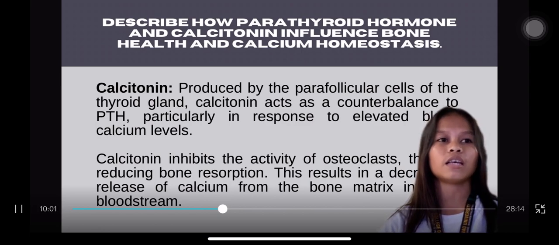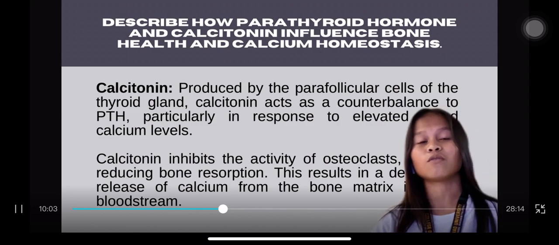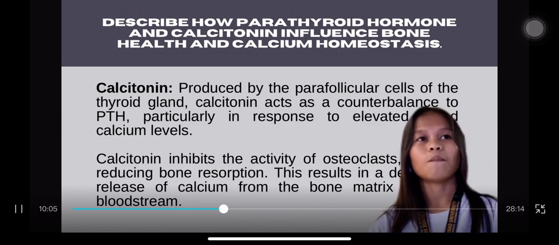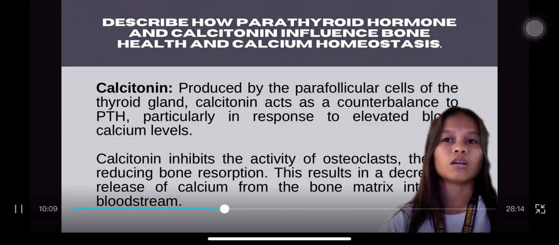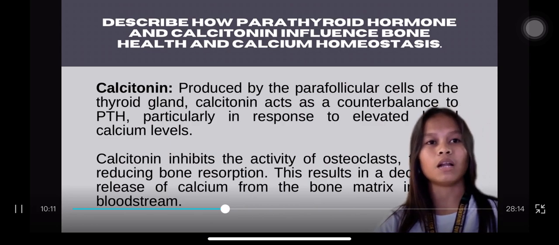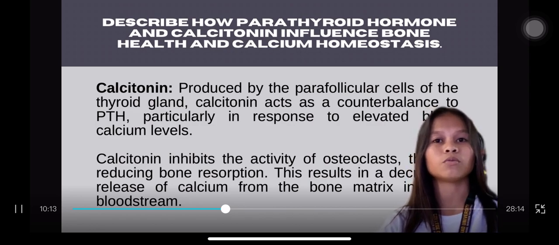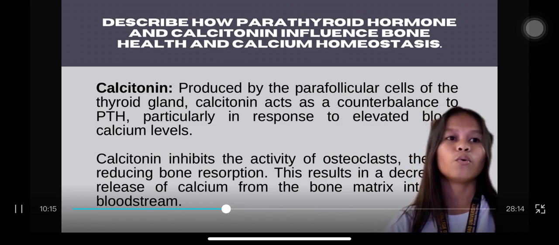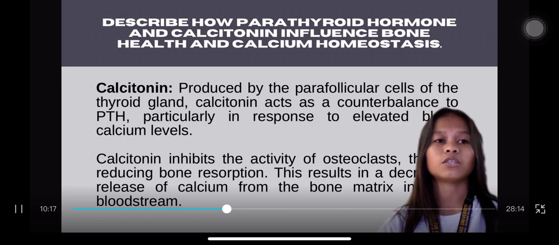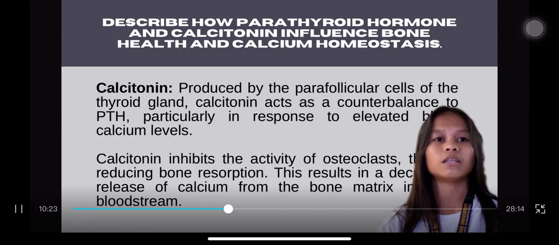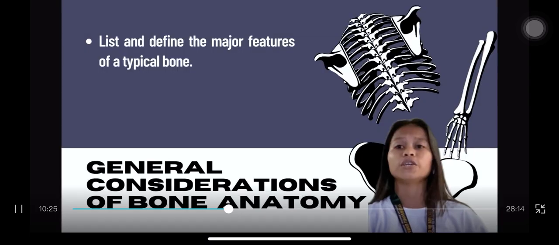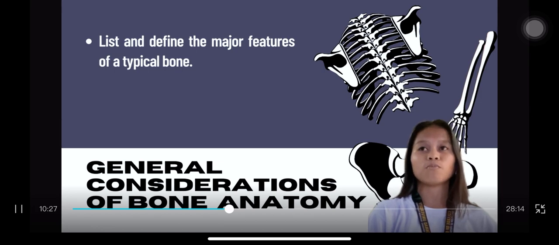The effects of calcitonin on the kidney are less pronounced than those of parathyroid hormone. It may contribute to a mild reduction in renal reabsorption of calcium. By restraining bone resorption, calcitonin helps lower blood calcium levels, preventing excessive accumulation and maintaining the delicate balance of calcium in the body. General considerations of bone anatomy.